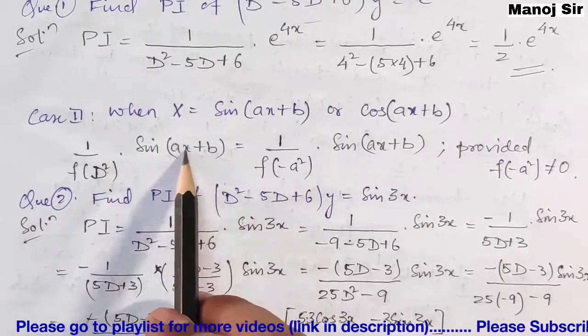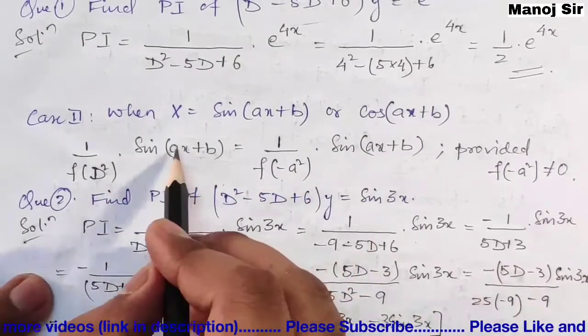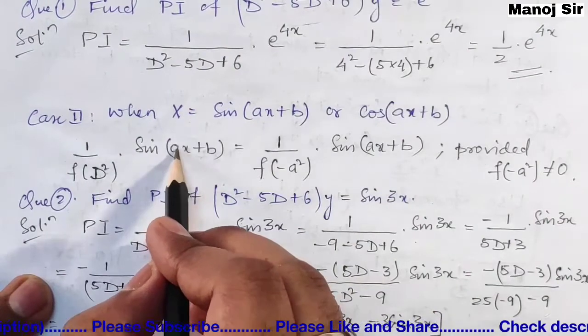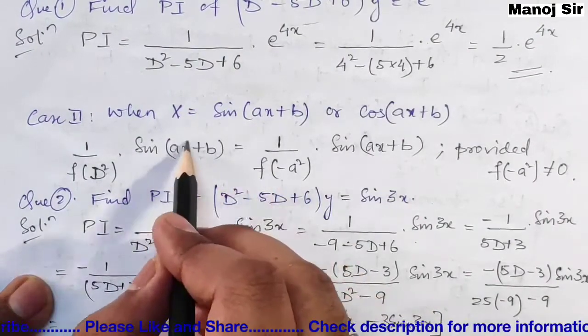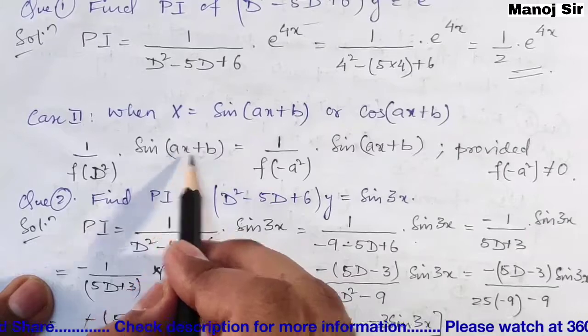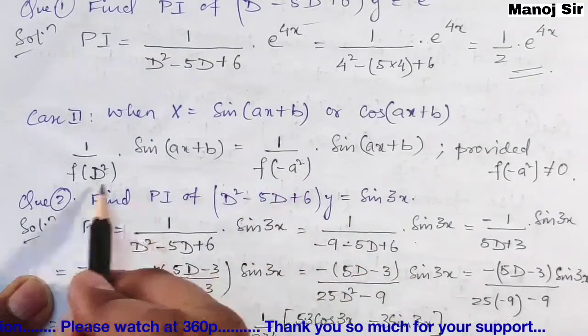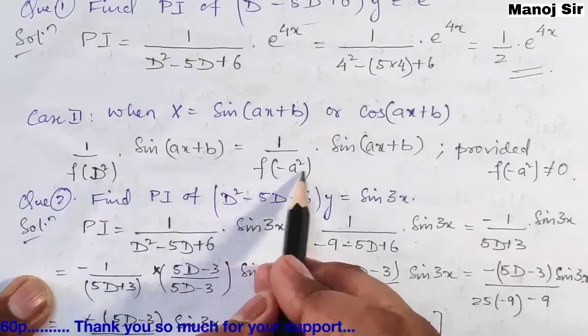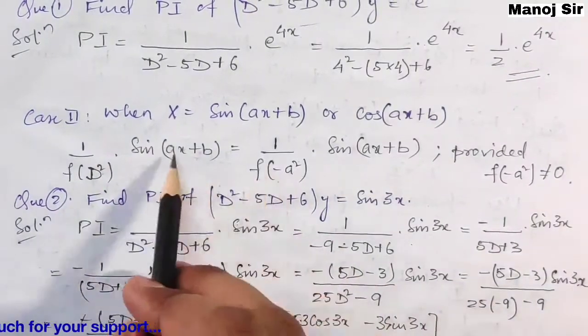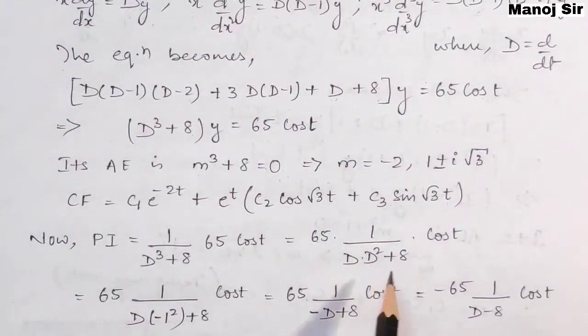What is a? That is the coefficient of x. Simply write the coefficient of x, that is a, square it and take a negative sign. That is, D square is replaced with minus of a square, where a is the coefficient of this x. Now coming to this.